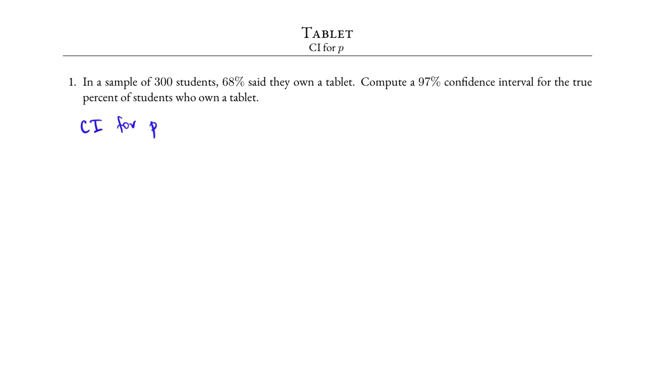To construct the confidence interval for p, we take the point estimator p hat, and then we add and subtract the margin of error, where this margin of error is computed using the critical value z star that corresponds to the confidence level times the square root of p hat times 1 minus p hat over n.